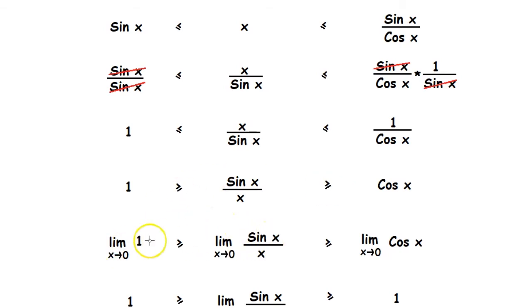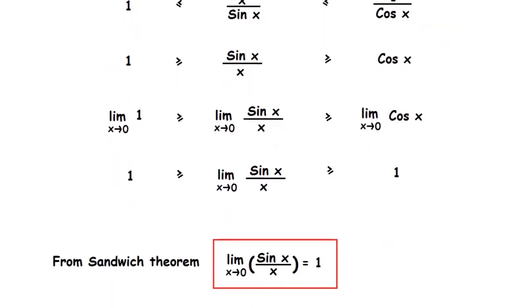Now we apply the limit for all three. The limit of 1 as x tends to 0 will be equal to 1. And for this, when we find the limit of cos x as x tends to 0, if we use direct substitution we get cos 0. So cos 0 is 1. Now we have that the limit of sin x divided by x as x tends to 0 is greater than or equal to 1 and less than or equal to 1. So from our sandwich theorem, we can say that this limit of sin x divided by x as x tends to 0 is equal to 1.